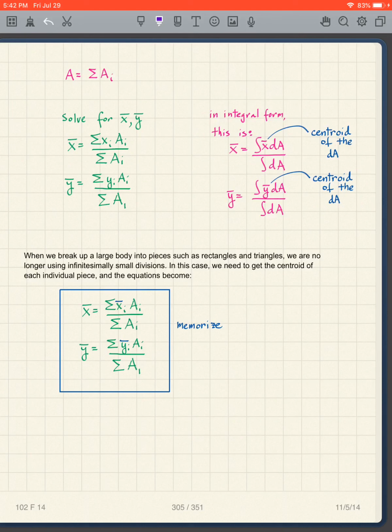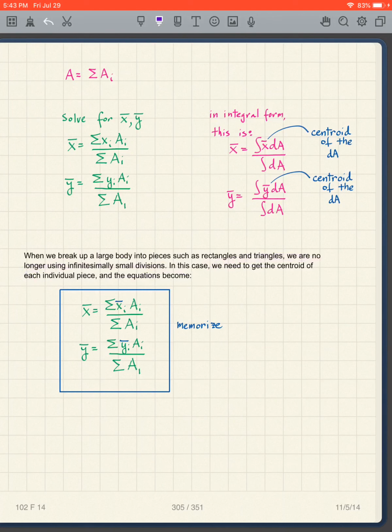Now, we're going to start just by using the summation rather than the integral. So let's focus on these. And so again, what we're going to do is break up a large body into pieces, but not so tiny, we're going to break it up into rectangles and triangles. And so when we do that, we're not going to use infinitesimally small divisions. And when we do that, we need to get the centroid of each individual piece.